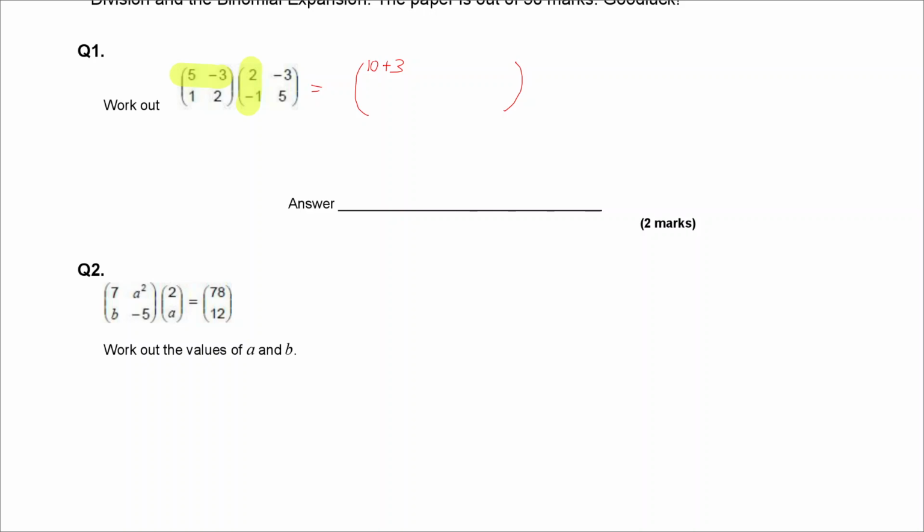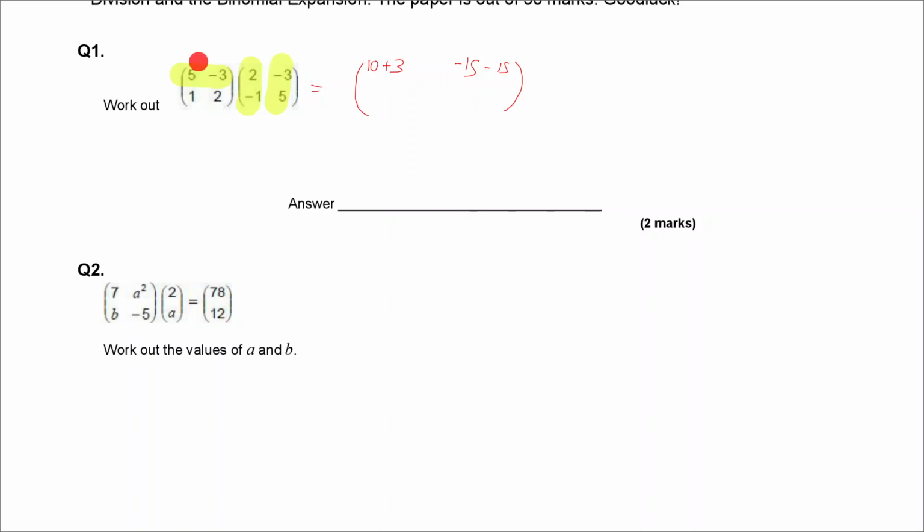Good. I then do the first row, but this time with the second column. So I'm keeping it with the first row, but now to the second column. And I go and do 5 times negative 3, which is minus 15. And to this, I add on negative 3 times 5, so I'm adding on minus 15, so minus 15 again over there. That's good.